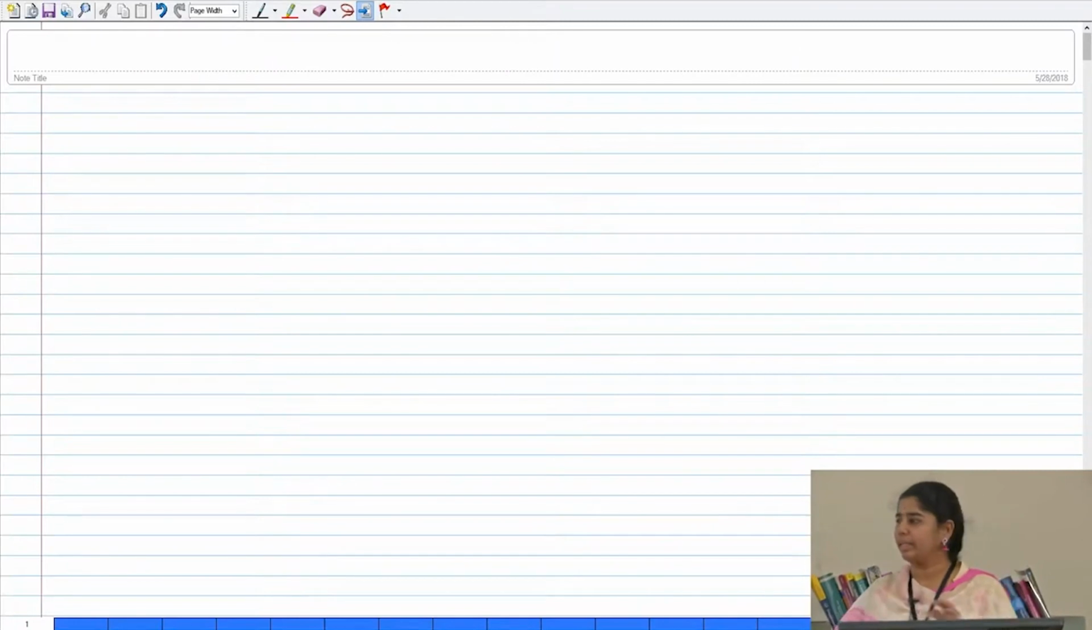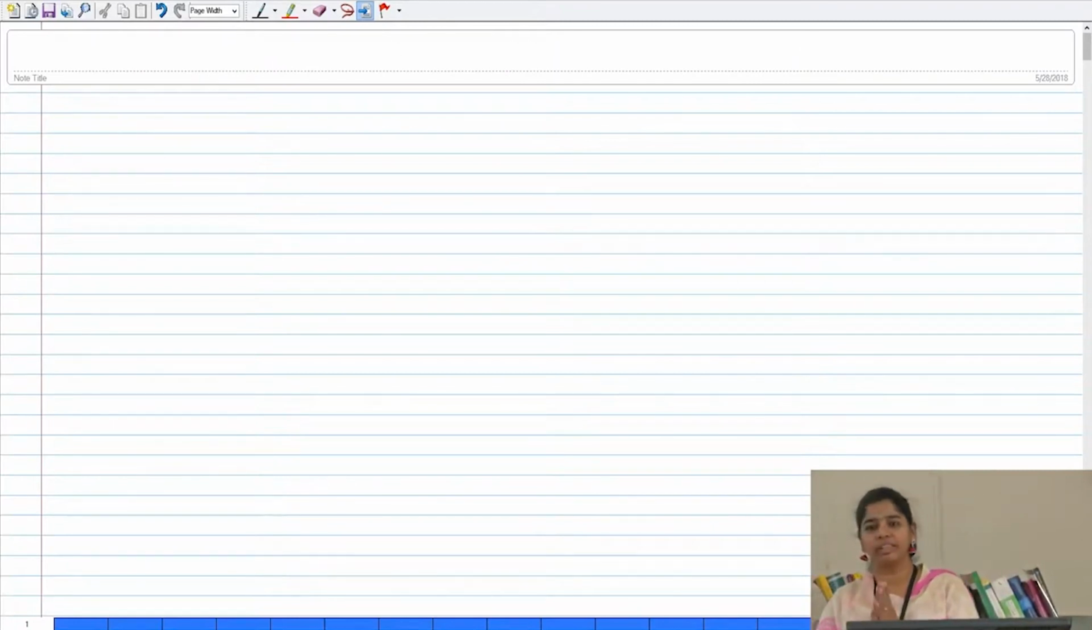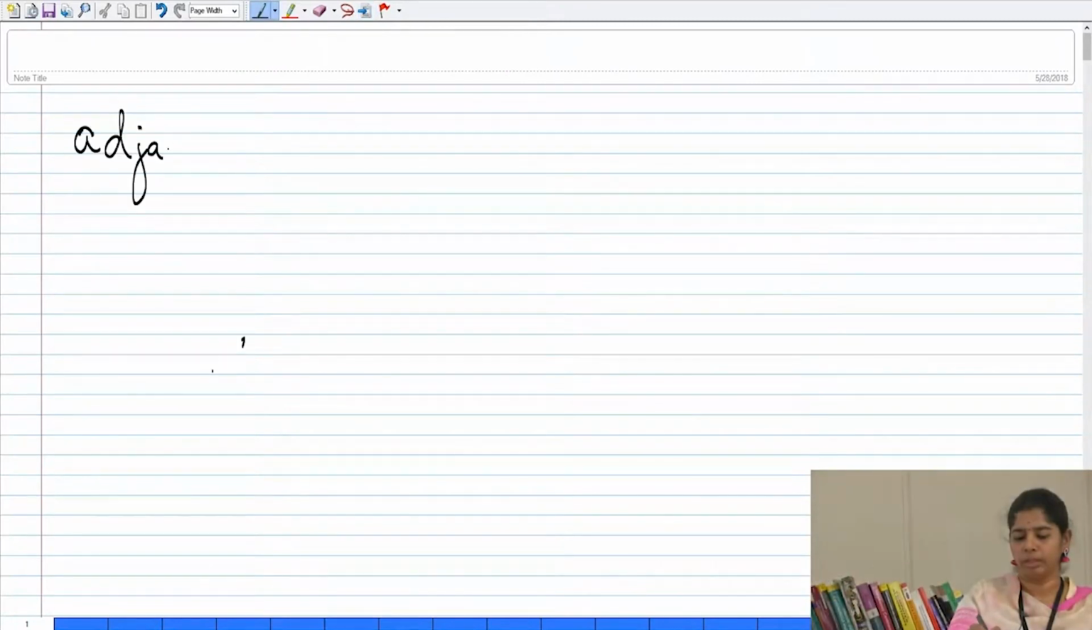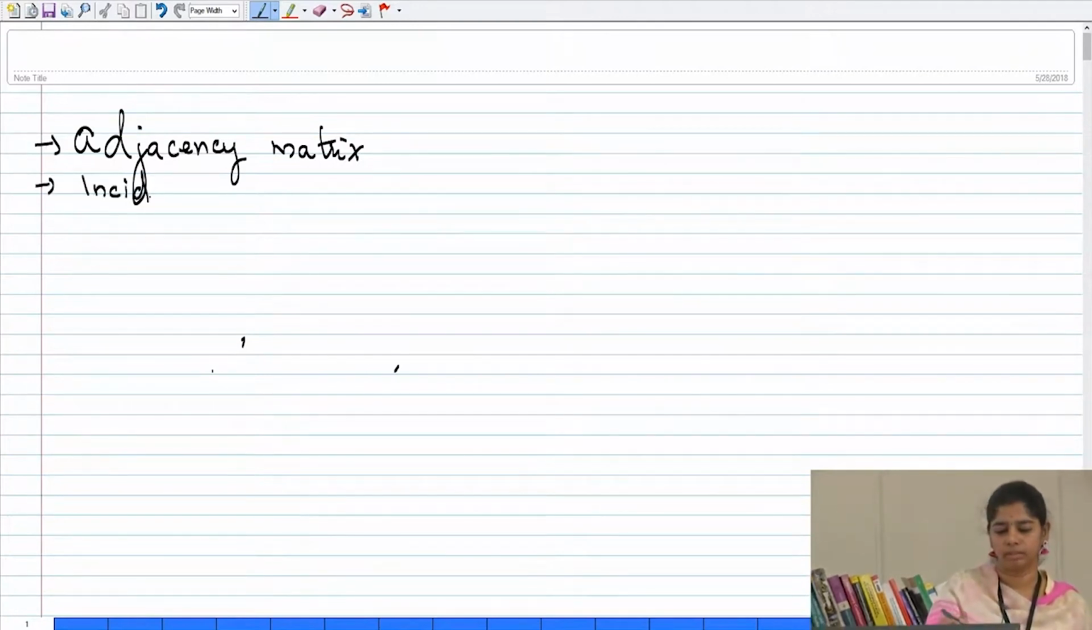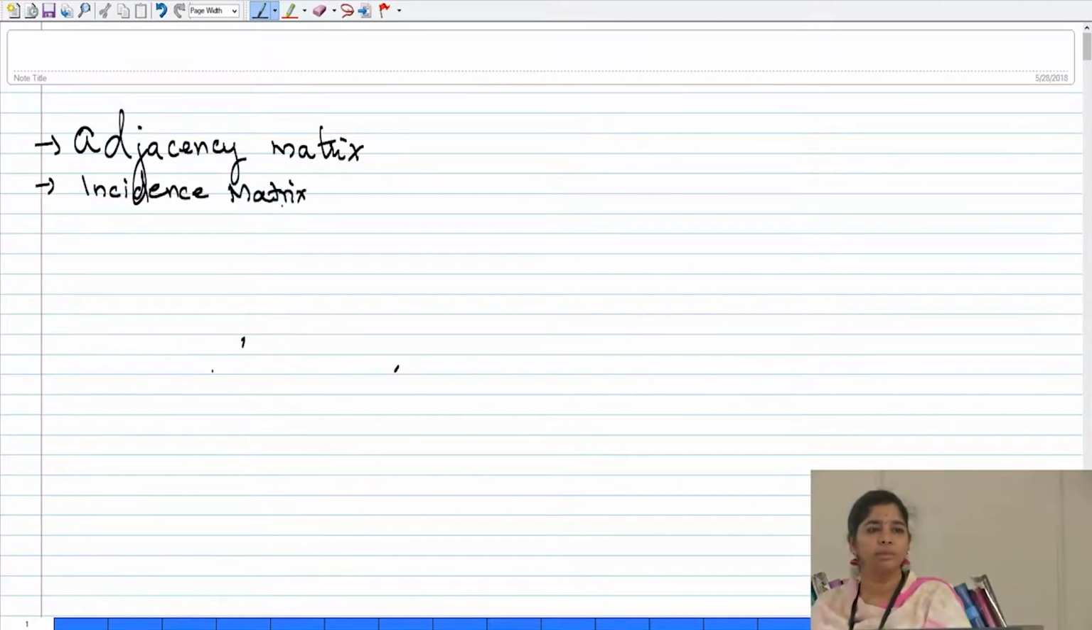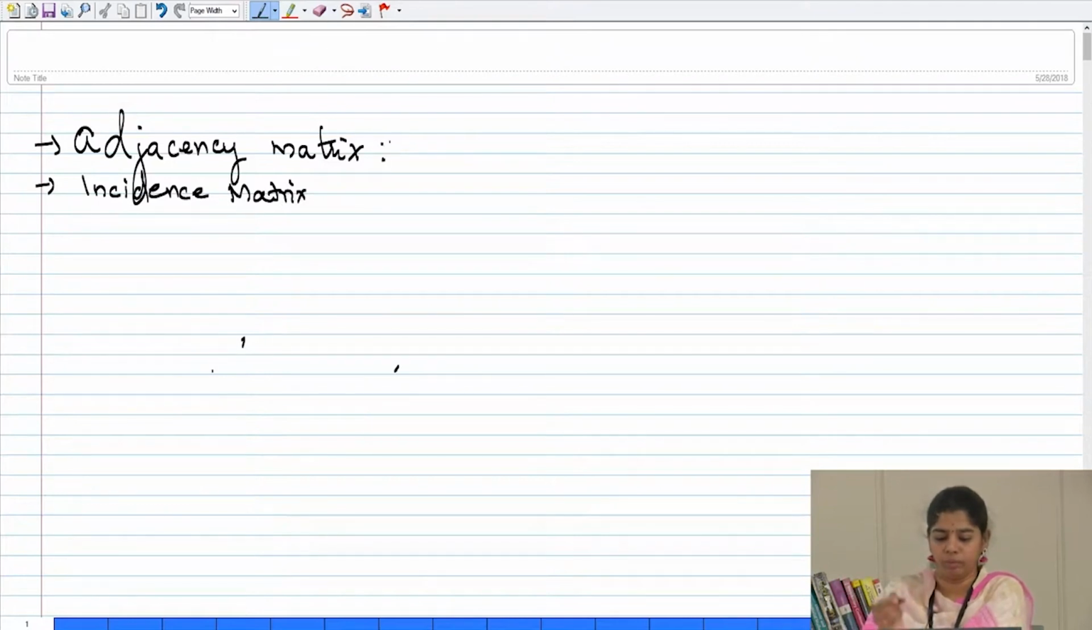Today I will be introducing to you what spectral graph theory is. So the first part is we are talking about the adjacency matrix, and the other one, the incidence matrix. What is an incidence matrix? I will give you time to grasp.